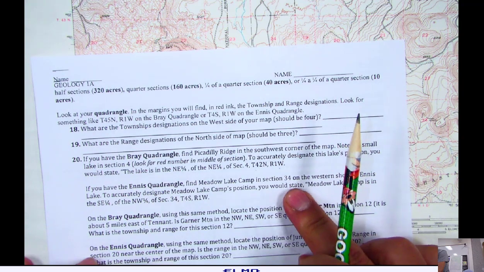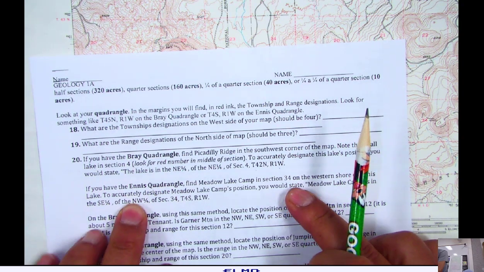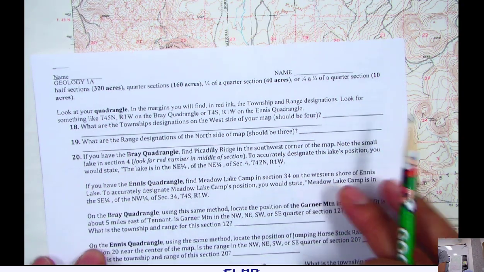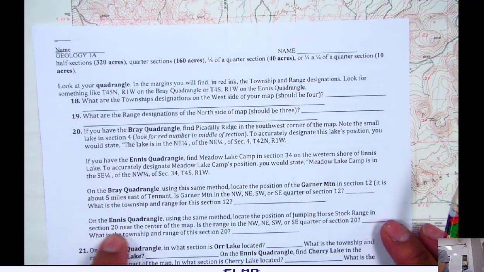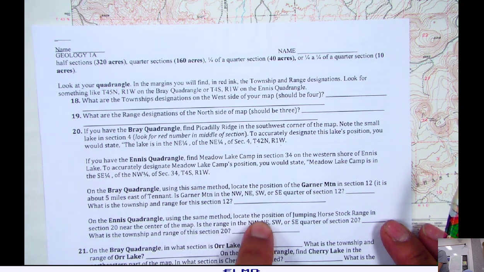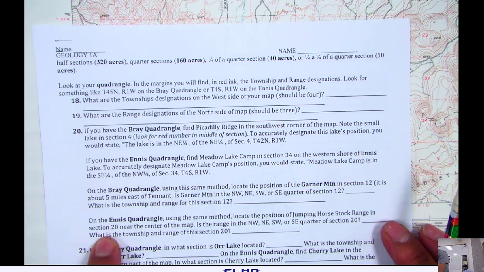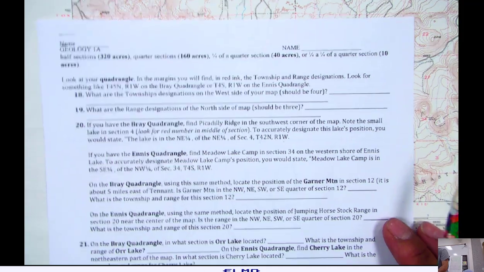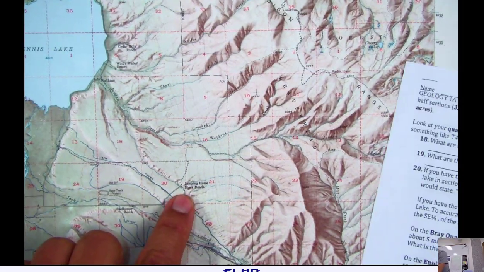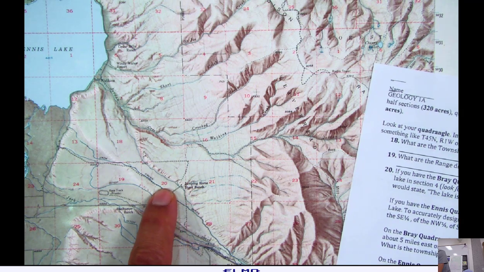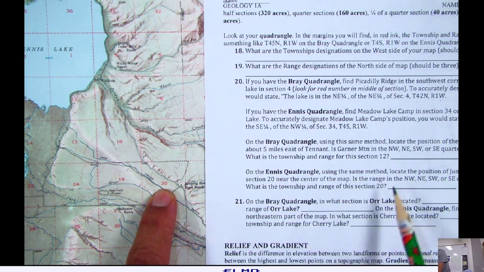So you can do a similar thing with the NS quadrangle. So I'll let you do that for the NS quadrangle. For this next question, in fact, let's get the NS quadrangle for this one. So we'll use the same method to locate the Jumping Horse Stock Ranch in section 20 near the center of the map. So let's find that on this map here. Well, in fact, there's Jumping Horse Ranch right there. And so it's in section 20, right?